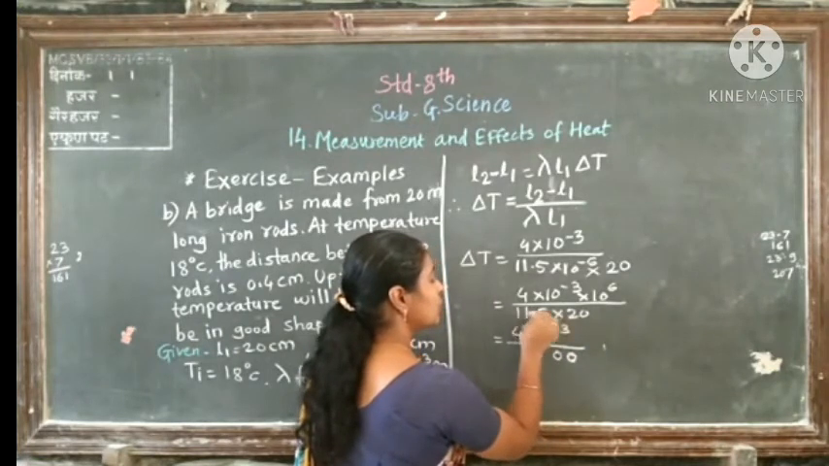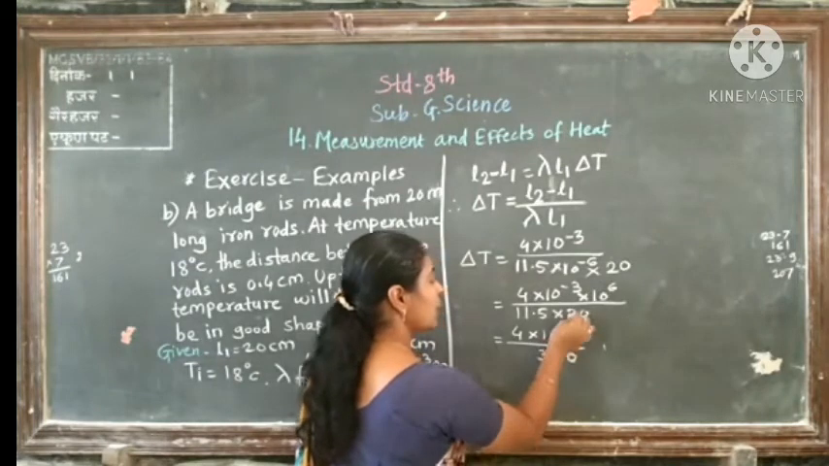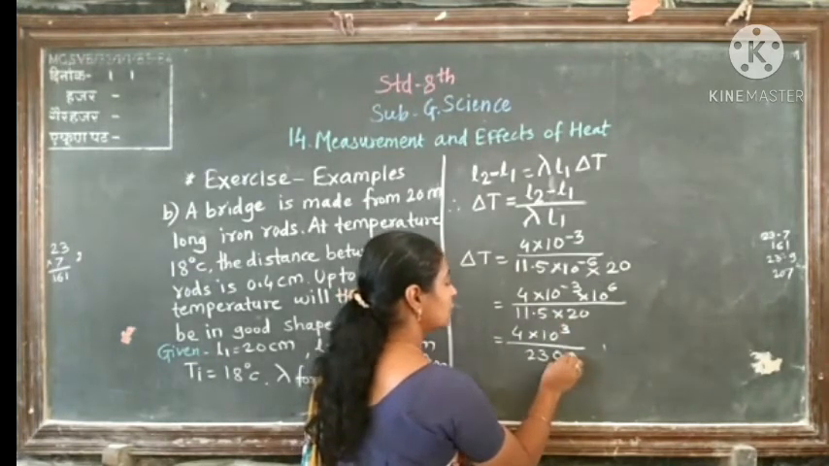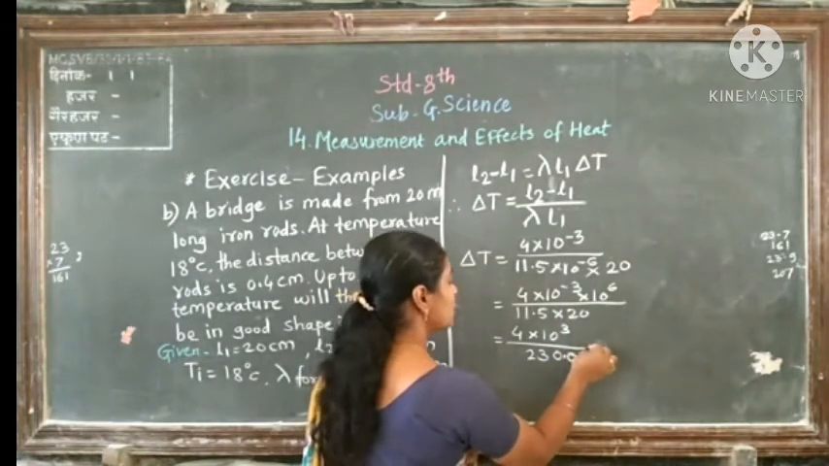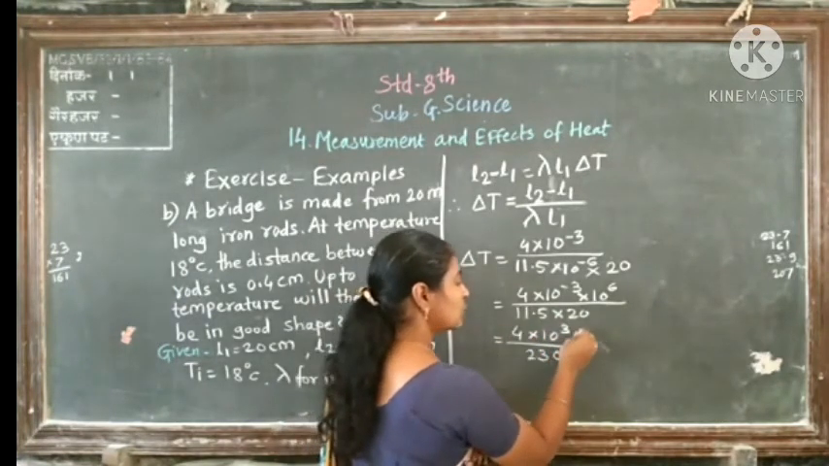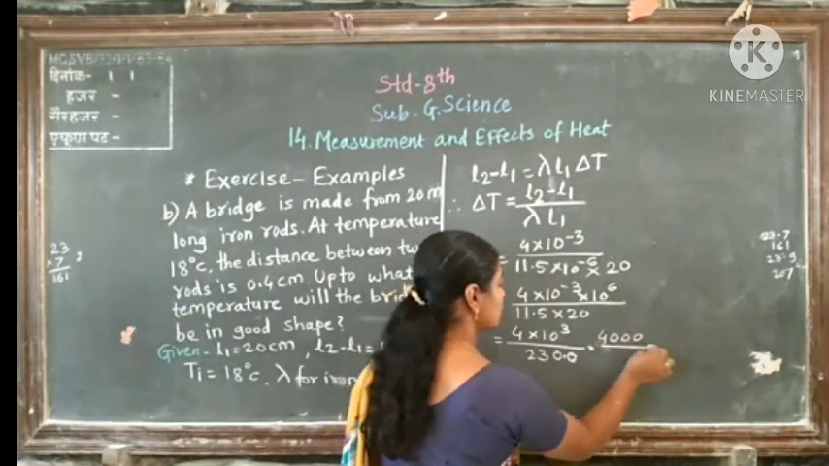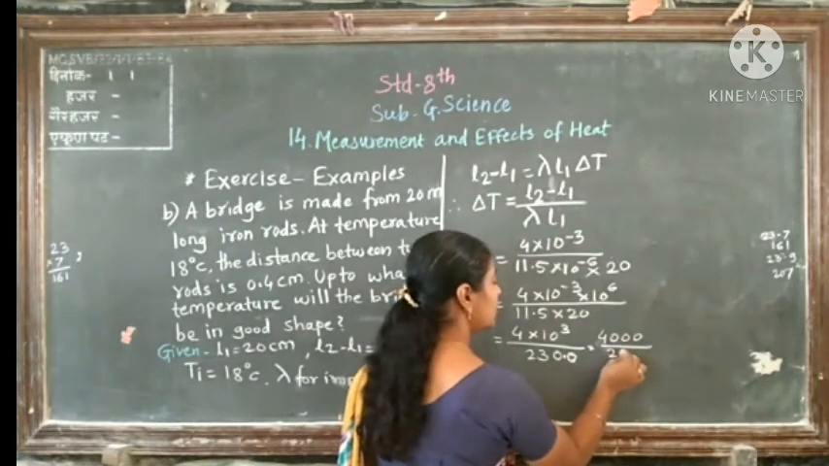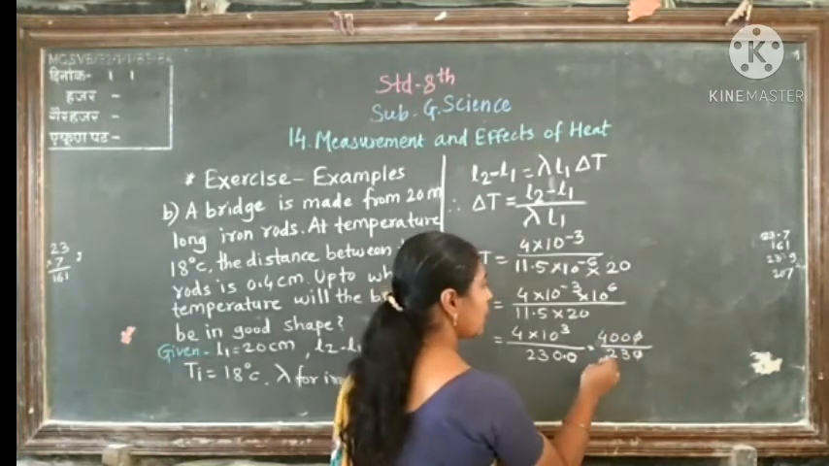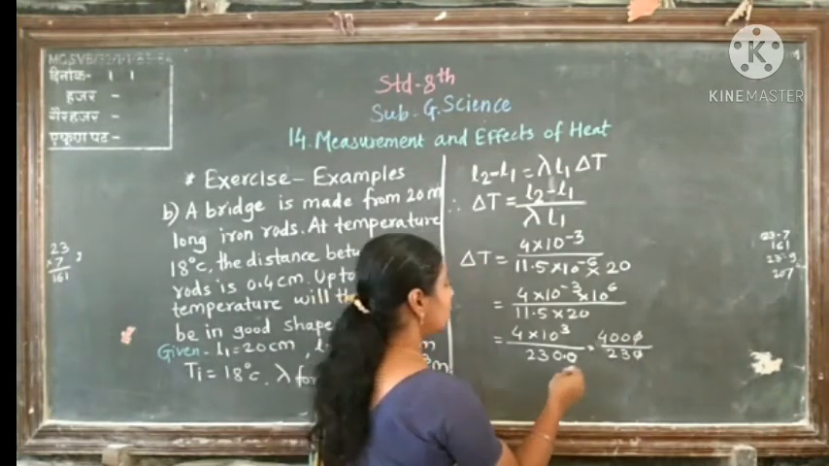So here 4 into 10 raised to 3 means what, 4000 upon 230. So here zeros are 1 and now 400 upon 23.